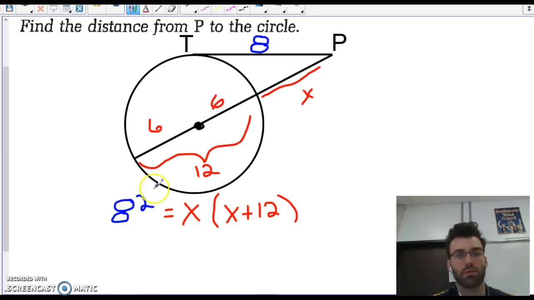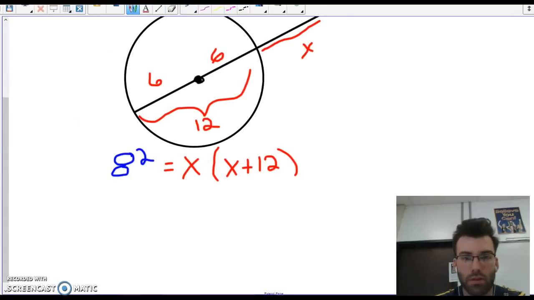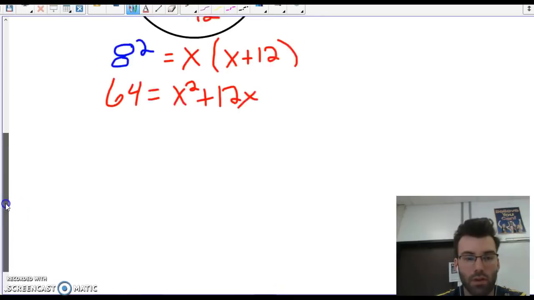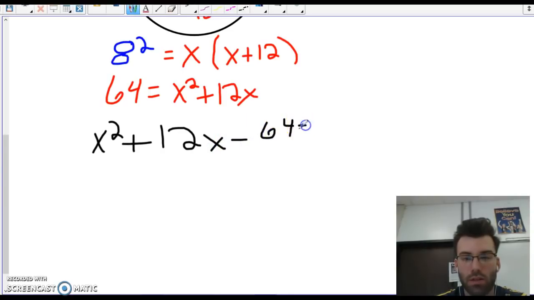This is what I was talking about before. We're trying to find this little piece right there. I'm going to scroll down a little bit more so I have enough room here. 8 squared we know is 64. If you distribute that X, you get X squared plus 12X. Yes, we are going to have to factor this problem. Everyone loves to factor. Get everything on one side, so minus 64. Pause it if you're getting stuck. It's okay to go rewatch it. X squared plus 12X minus 64 equals 0.